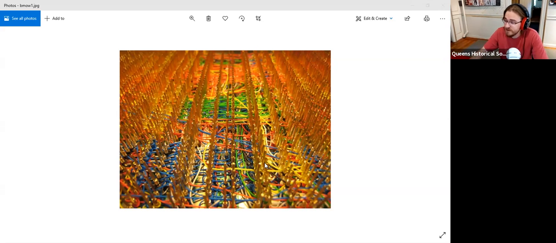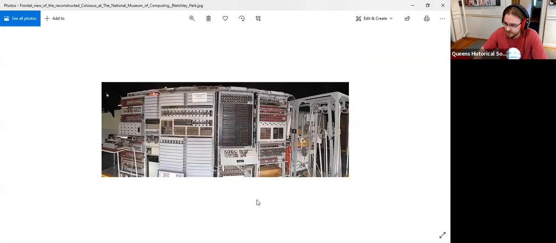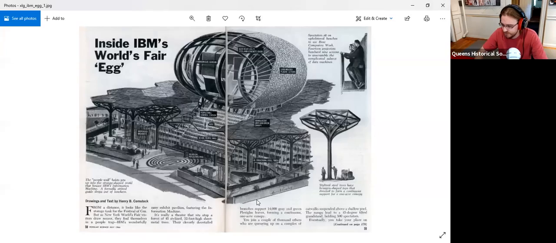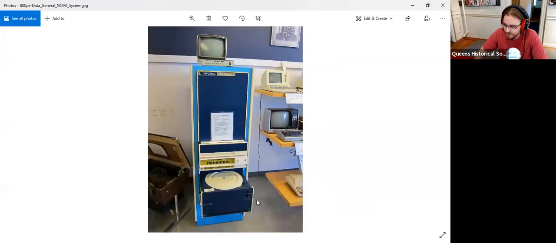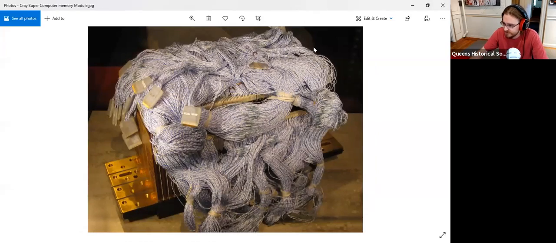But another very famous computer is, why didn't it show up? All right, let me try that again. Share screen.